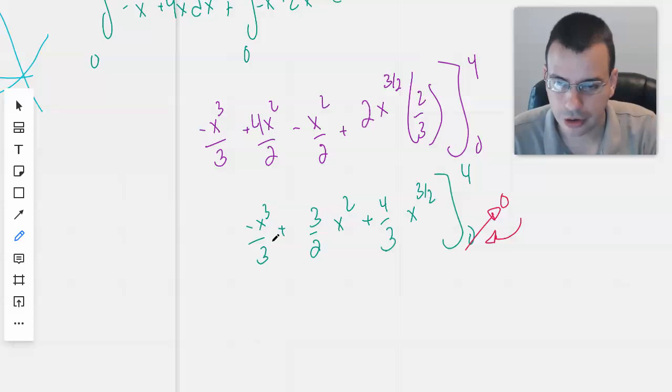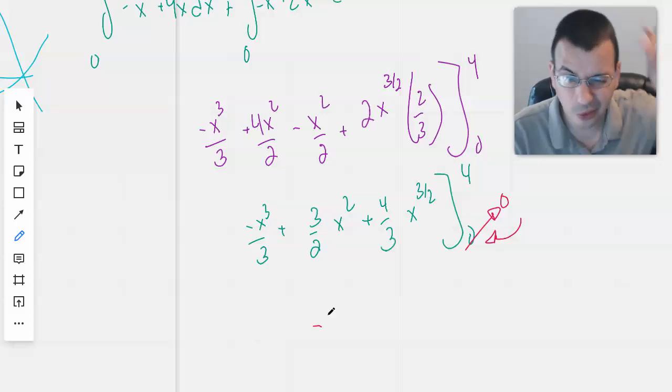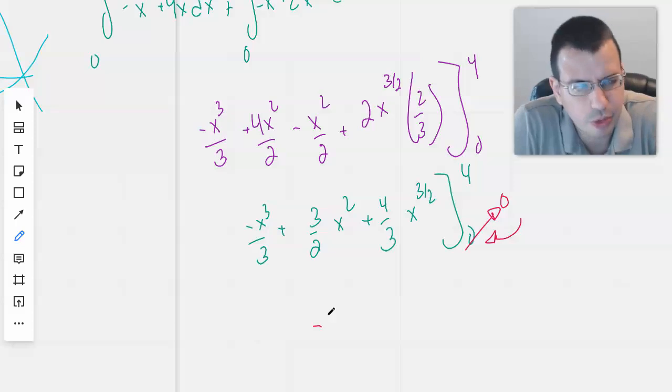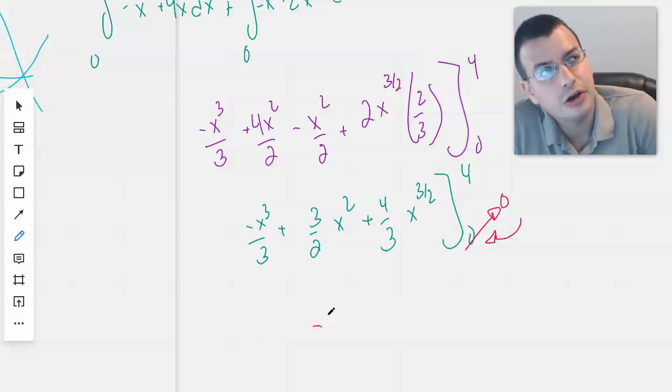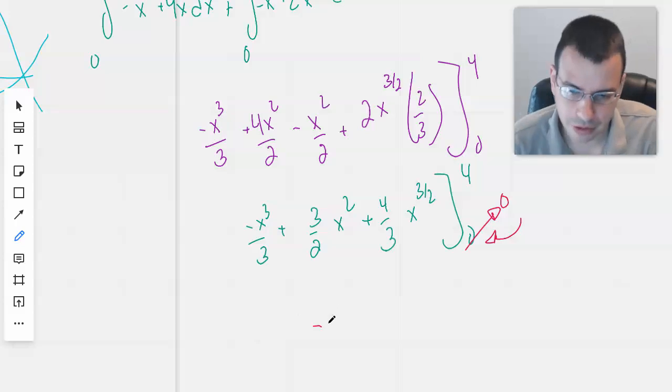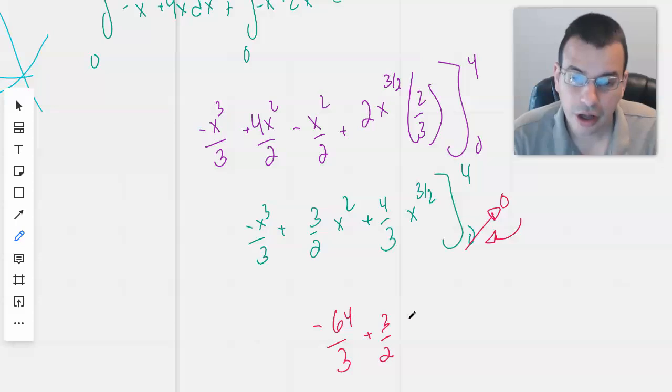Now for the 4. So negative 4 cubed. 4 times 4 is 16, 16 times 4 is 64. So it'll be 64 over 3. I don't like thirds. Plus 16, times 16 plus 4/3.